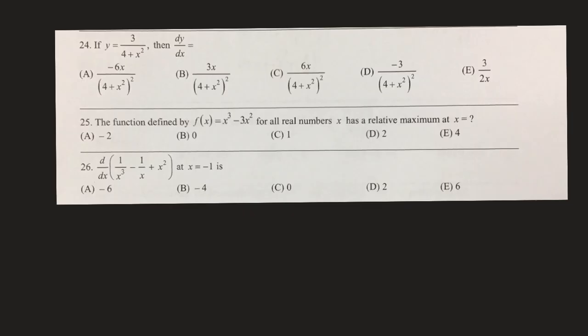So here's 24. This is just finding a derivative using which of our derivative rules? This is the quotient rule because we have a fraction. So quotient rule: low times the derivative of the high function minus the high function times the derivative of the low function, over the low function squared. Low d high minus high d low over low low.